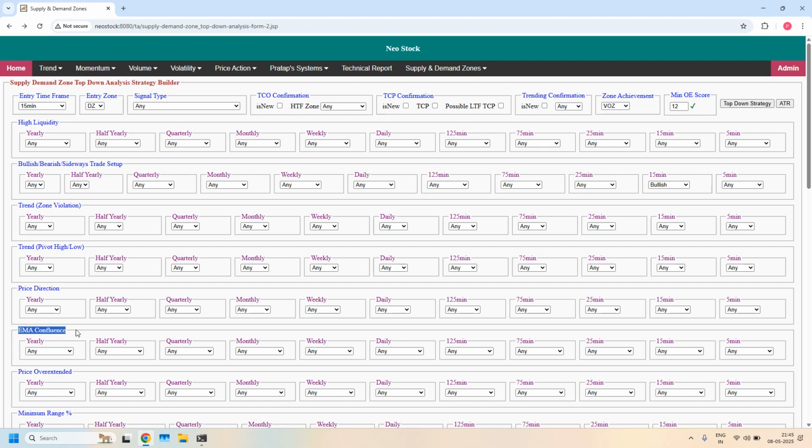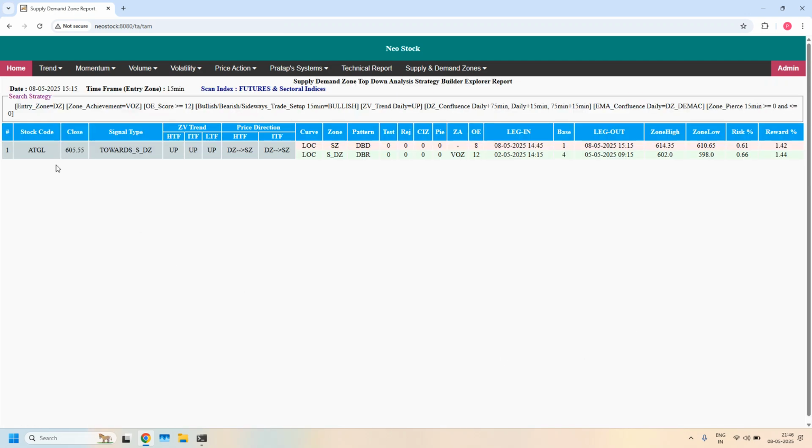Let's filter in the EMA confluence, whether the daily demand zone has daily EMA or not. At the same time, trend on the daily should not be sideways. It should be uptrend because it is a bullish trade setup. So this one stock is filtered. So this 15 minutes demand zone has more high probability to get success. So this is the bullish trade setup for daily income trade.